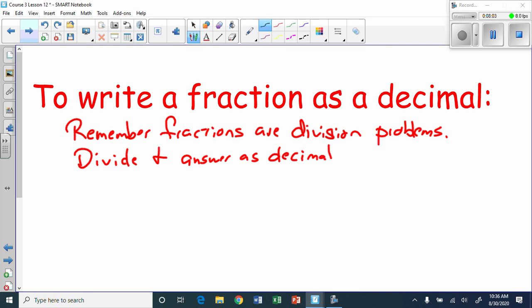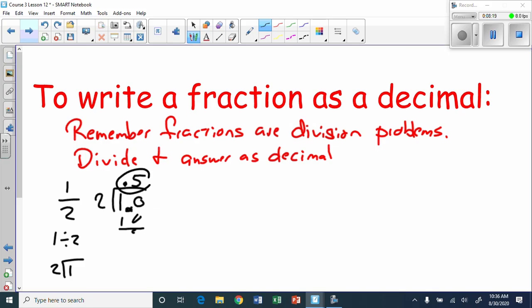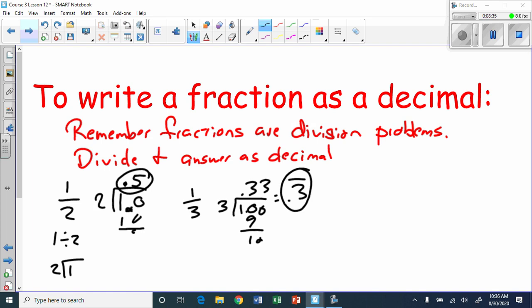So if we look at the fraction 1/2, that's simply said 1 divided by 2. You've got to remember which one it is. 1 divided by 2. Put my decimal, 5 times, and done. 0.5. We had 1/3. 1 divided by 3. Put a decimal, put a 0, 3, 9, which is 1, add a 0, bring it down. We can see that this is going to keep repeating. So if you remember repeating decimals, we get 0.3 repeating.